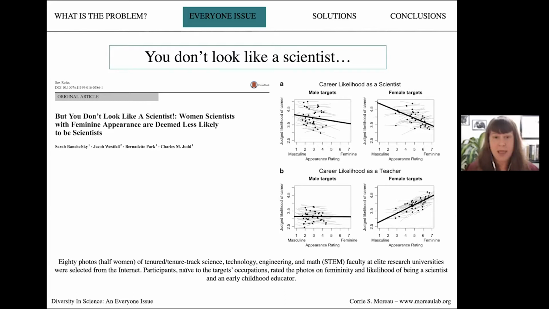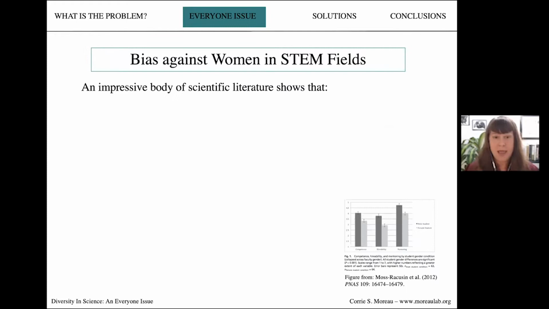So we're already seeing some bias there, that not only are women less likely to be involved in STEM, but you have to appear more masculine to even feel like you belong. And if we look at the likelihood that you're considered a teacher, for male targets there was essentially no difference, and it didn't matter how masculine or feminine you appeared. But for women, the more feminine you appeared, the more likely you were to be considered an early childhood teacher.